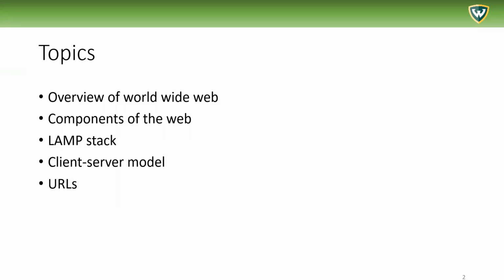Topics. So we're going to be covering an overview of the World Wide Web, the central components of the web, the LAMP stack of technologies that are used to deploy web pages and web documents, the client-server model that is conceptualized to structure the web, and the URLs, uniform resource locators, which are the specific addresses of web pages.